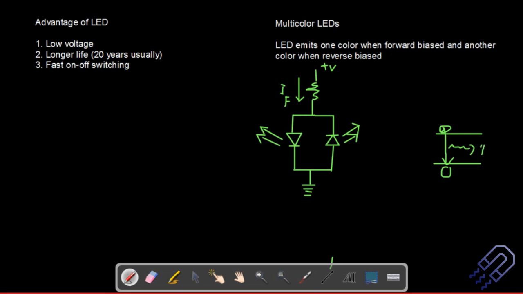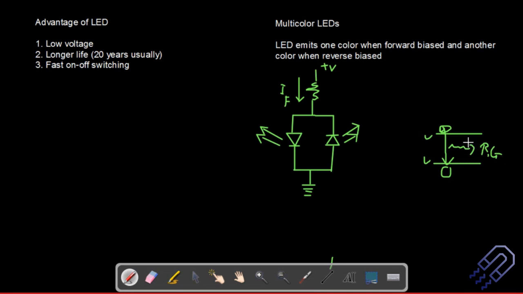Now this emission of radiation might be red or green, but blue was a bit difficult because it took some time to find a material which will have an appropriate band gap, so that the energy difference between these two band gaps lies in the wavelength range of blue light.